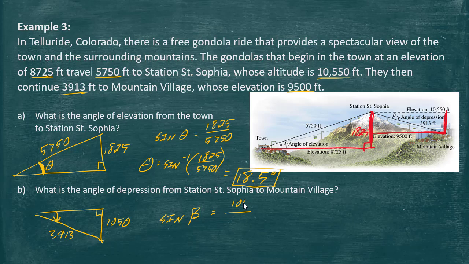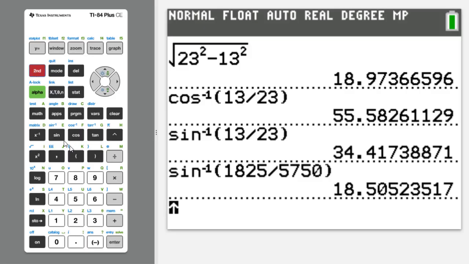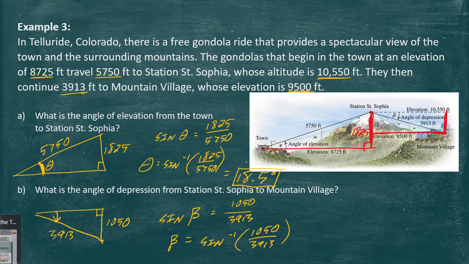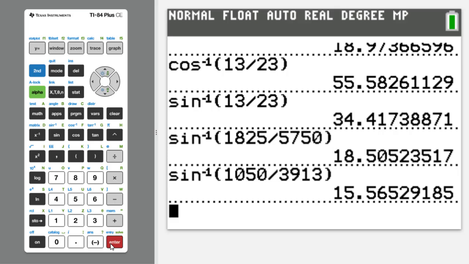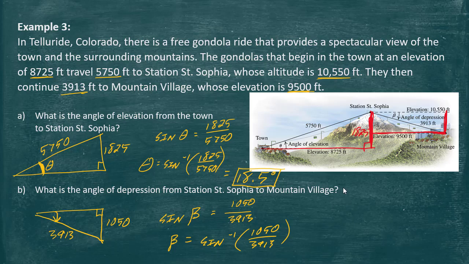The opposite was the 1050, so 1050 over the 3,913, and just like we did on the previous one, utilize the inverse function of sine called the arc sine function, and just type the ratio that we have inside and simplify. So I've got the inverse sine of 1050 divided by 3913. If I remember that number right, let's just do a quick double check. 3913, that is correct. And press enter, and it gives me about 15.6 degrees for that one.